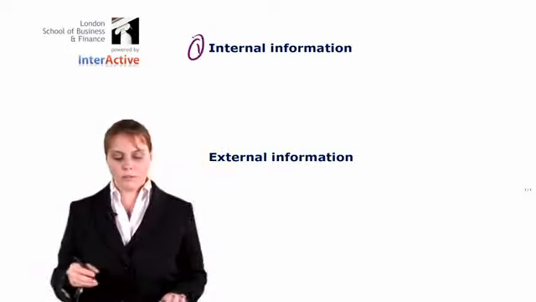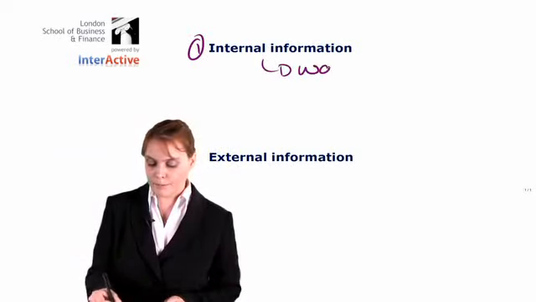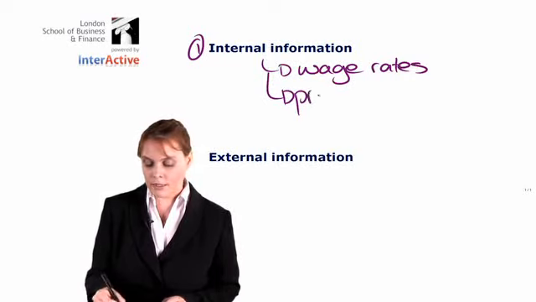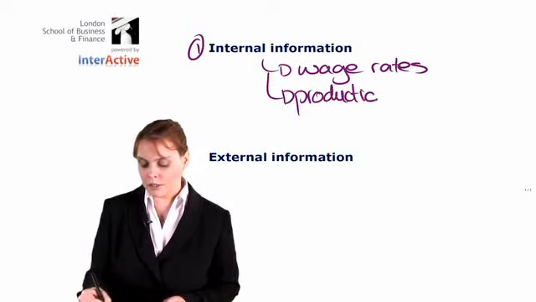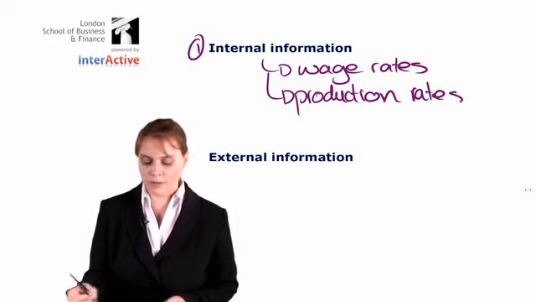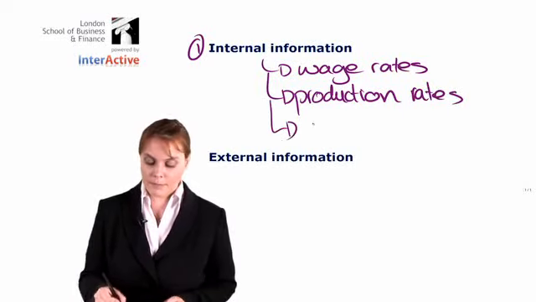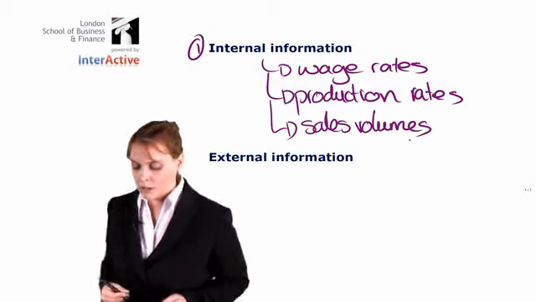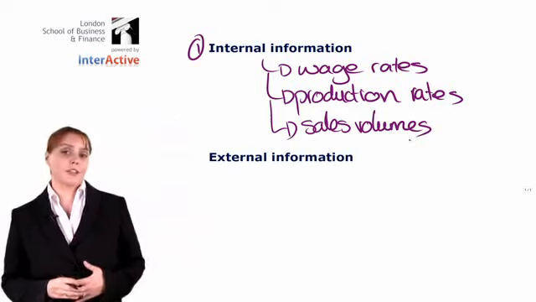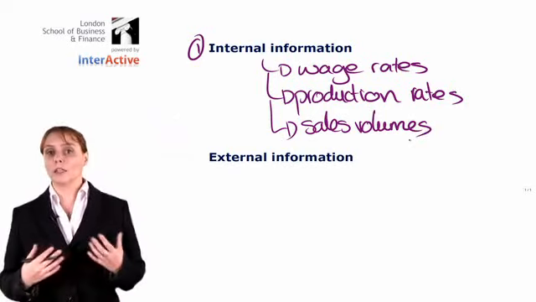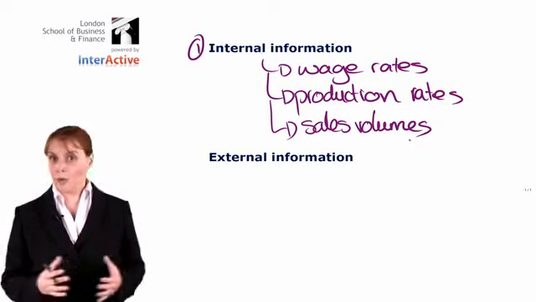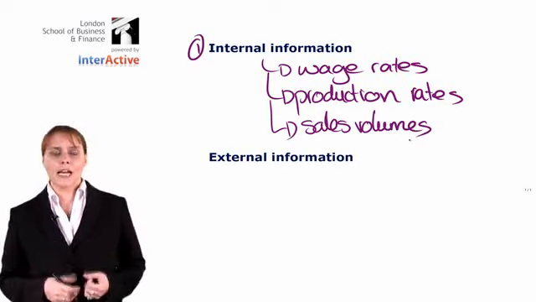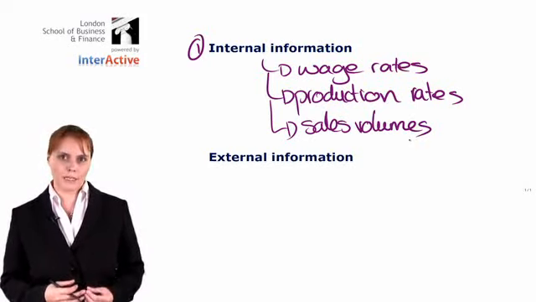Internal information would be things like wage rates, perhaps production rates, how many units of our product are we producing in an hour, for example. It may also include sales volumes. So all of this information helps us understand what our labour costs are, how well is our business doing, how many units of our product are we selling, and how efficient is our production process.